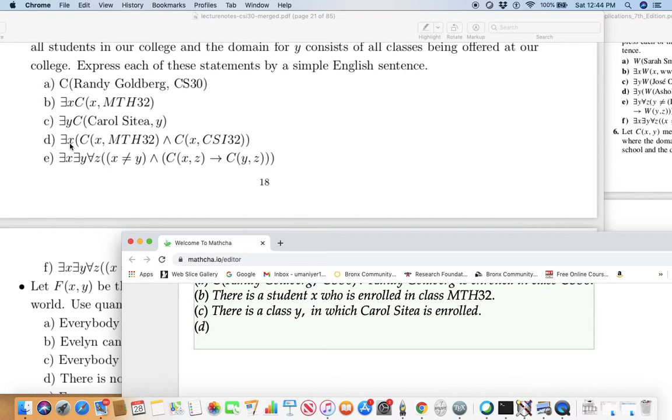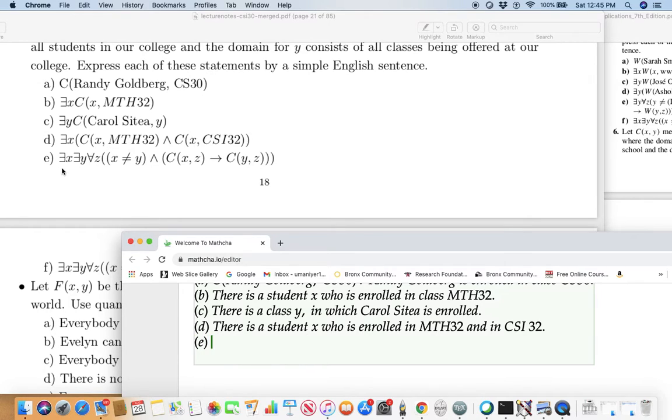D. There exists X such that C(X, Math 32) conjunction C(X, CSI 32). What does that mean? There is a student X who is enrolled in Math 32 and in CSI 32. So that's what this conjunction is. X is enrolled in CSI 32, X is enrolled in Math 32, and, okay, let's go to E.